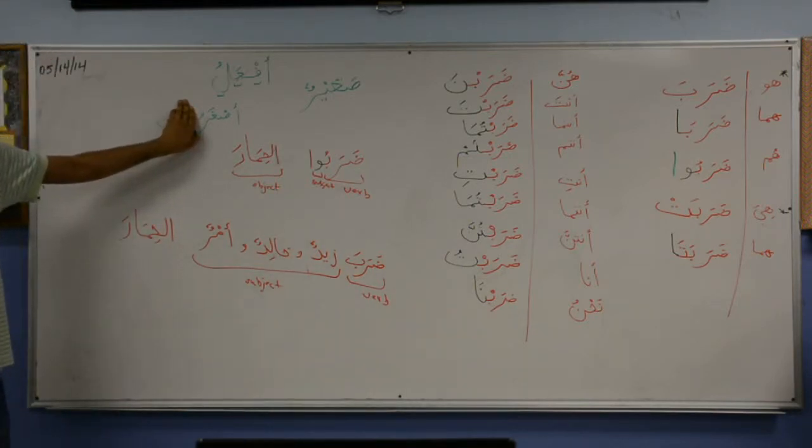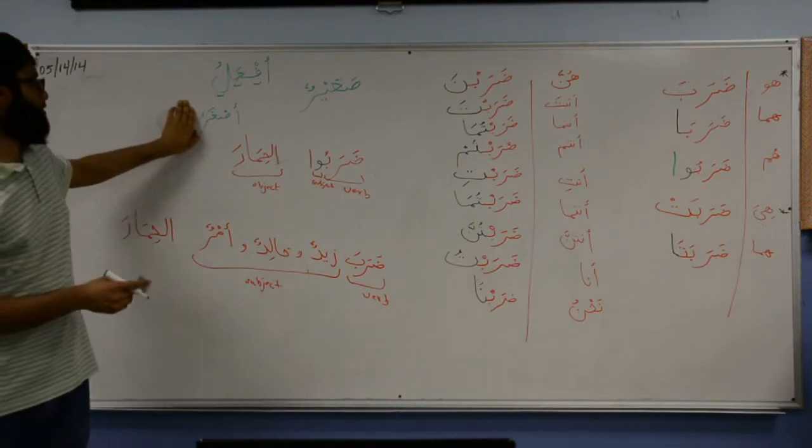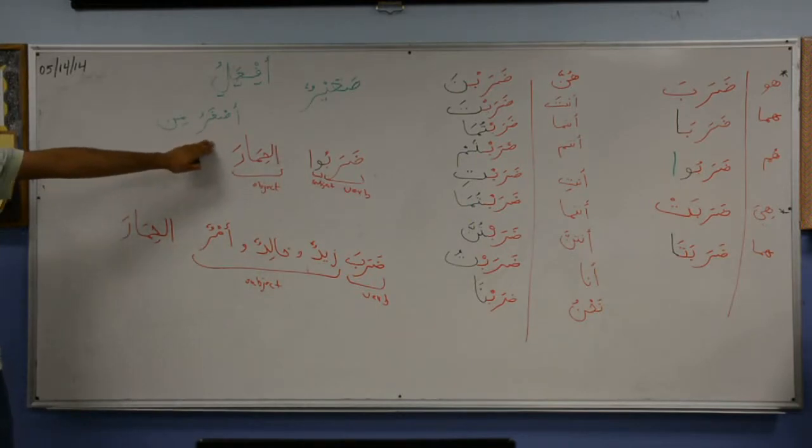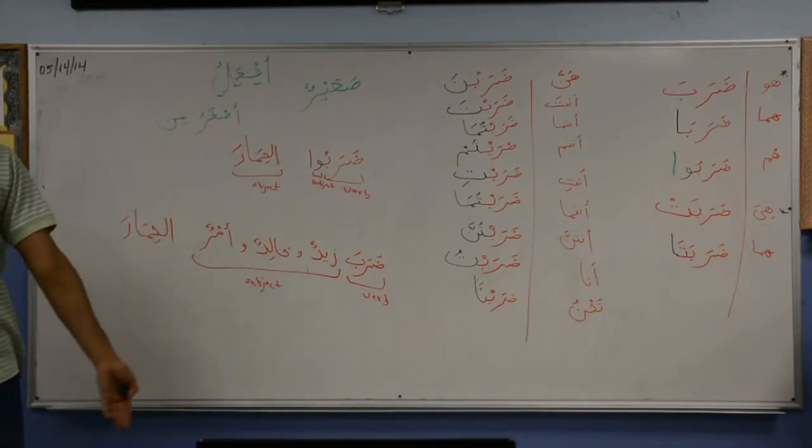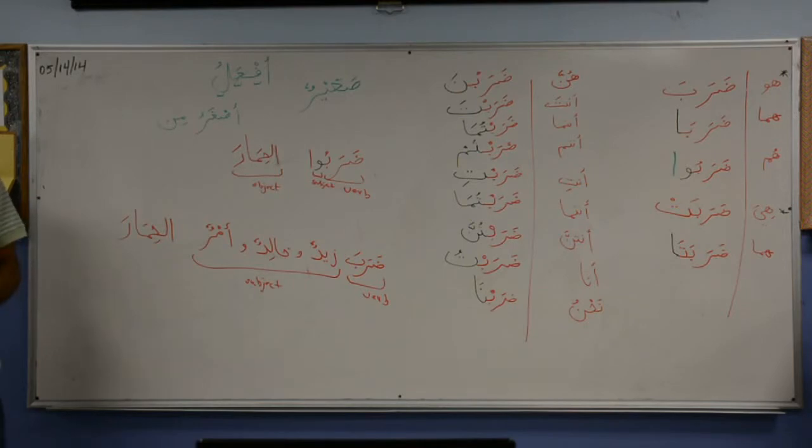I think it's mudaf ilayhi. Hada asgharu qalamin. Yeah, I think it's going to show some examples, we can check. But if I want to say this is smaller than something, then I have to put a min in front of it. Min usually means from, but in this case it means than, smaller than.